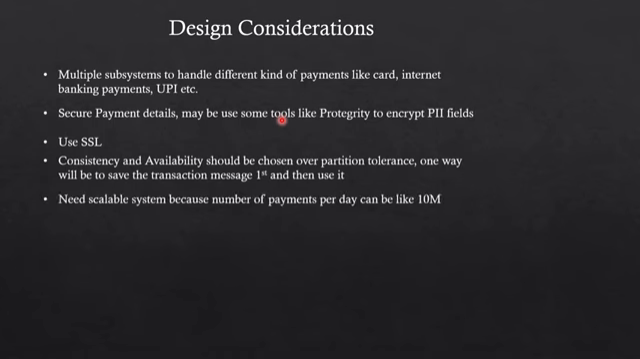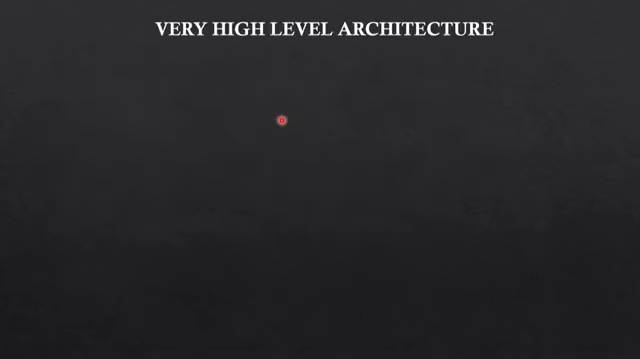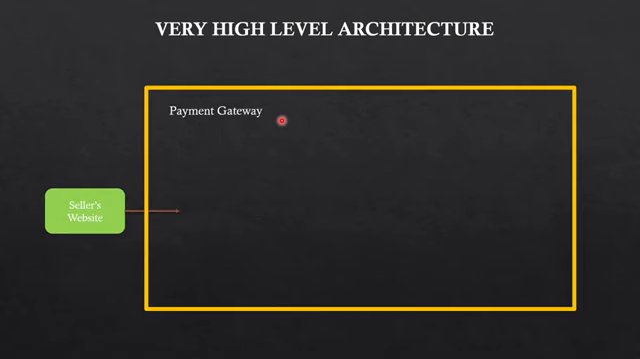Next is that the system should be scalable, because we will handle around 10 million transactions in a day. So let's look at the high level architecture for this design. So we have a seller's website. From the seller's website, either the seller will send the card detail to us directly, or it will send the request to the payment gateway to expose the UI to the buyer so that they can enter the card detail there. It can be one of the two ways. So once we have exposed the UI or the seller has sent the detail to us, we need an ingestion system where we need to ingest the payment that is coming through.